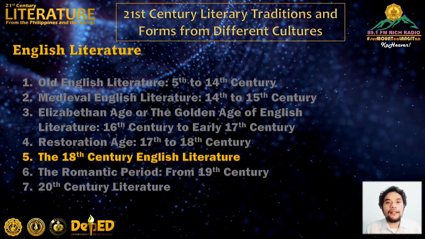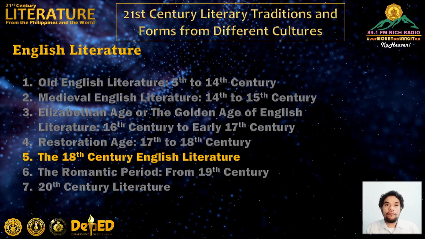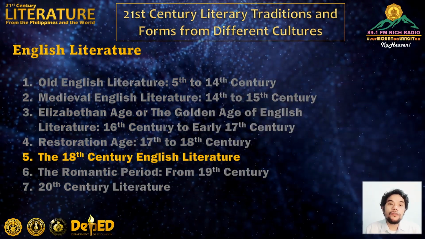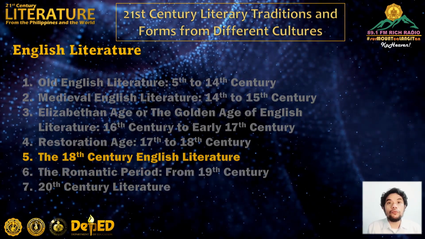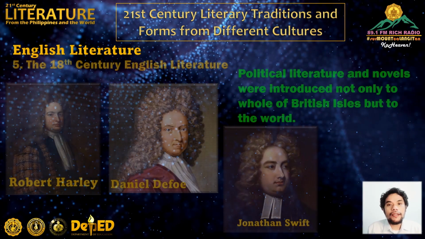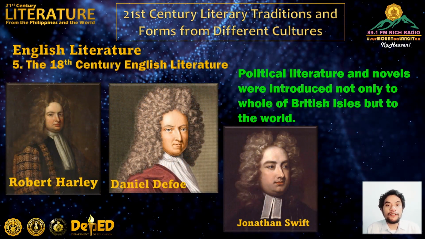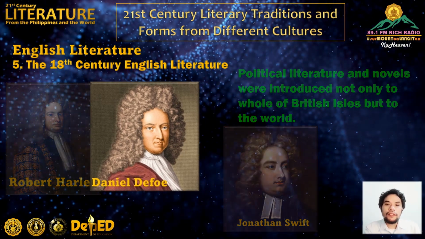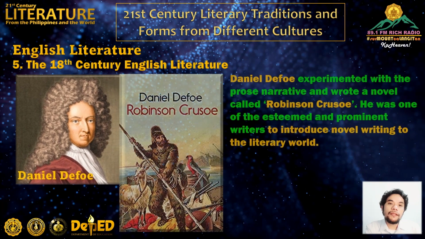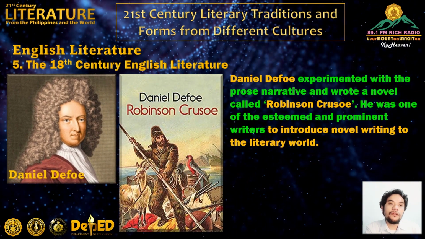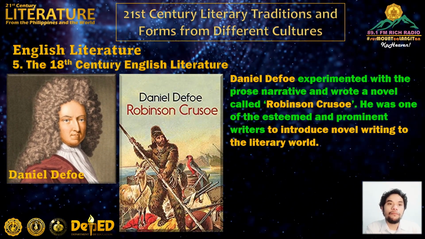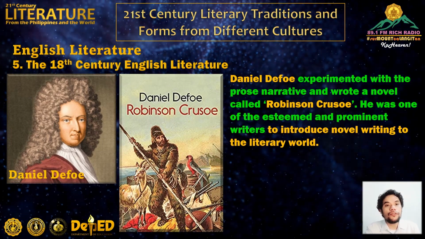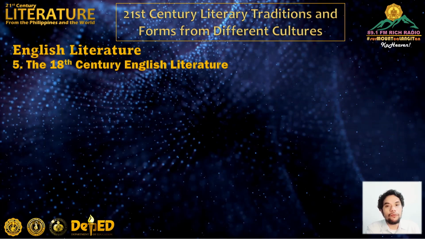Next is the 18th century English literature. Political literature and novels were introduced not only to the whole of British Isles but to the whole world. Robert Harley, Daniel Defoe, and Jonathan Swift were amongst the major writers of this era. Daniel Defoe experimented with the prose narrative and wrote a novel called Robinson Crusoe. He was one of the esteemed and prominent writers to introduce novel writing to the literary world.